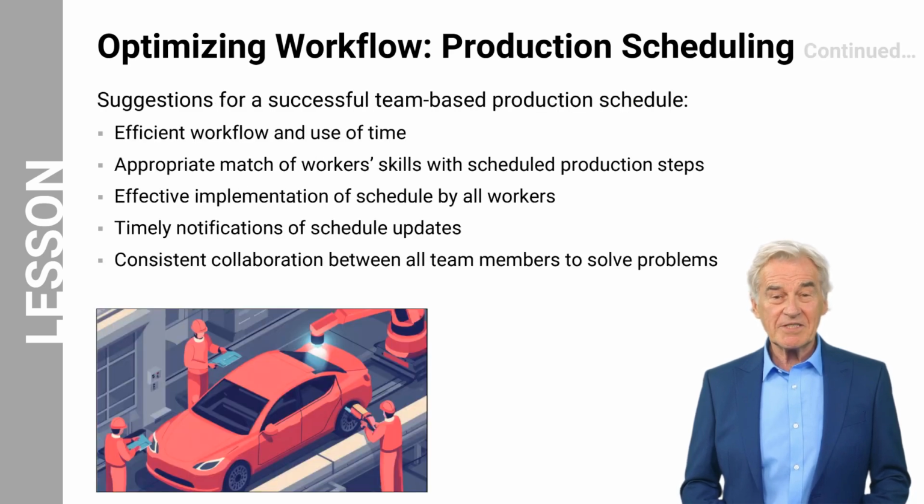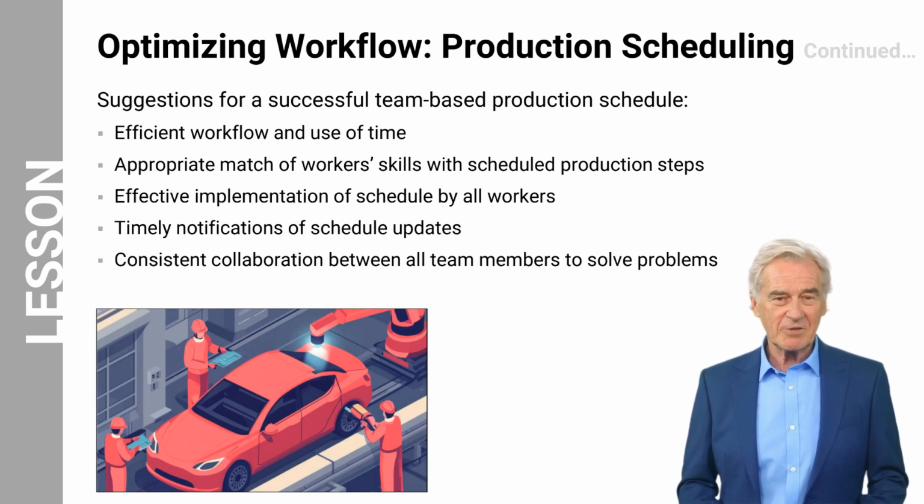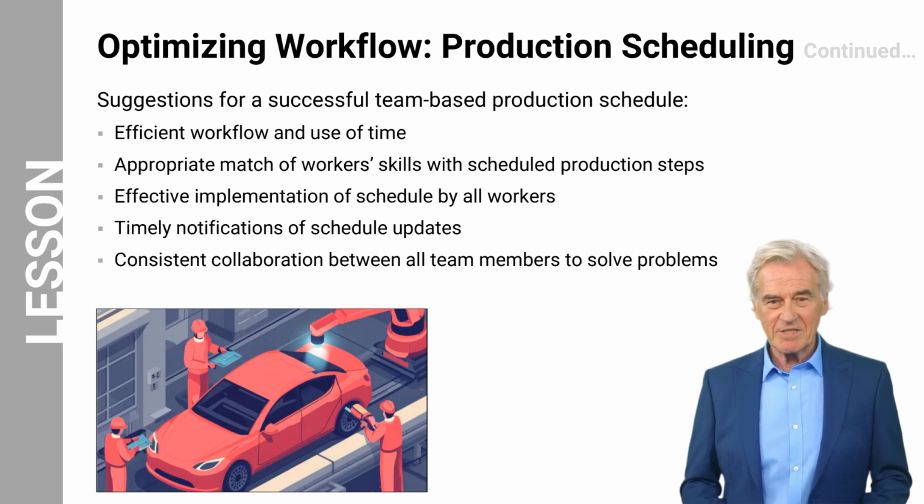Some suggestions for achieving a successful team-based production schedule include efficient workflow and use of time, appropriate match of workers' skills with scheduled production steps, effective implementation of schedule by all workers, timely notifications of schedule updates, and consistent collaboration between all team members to solve problems.